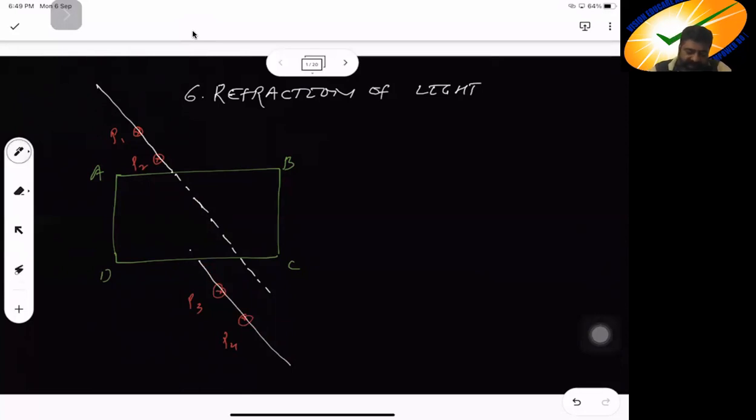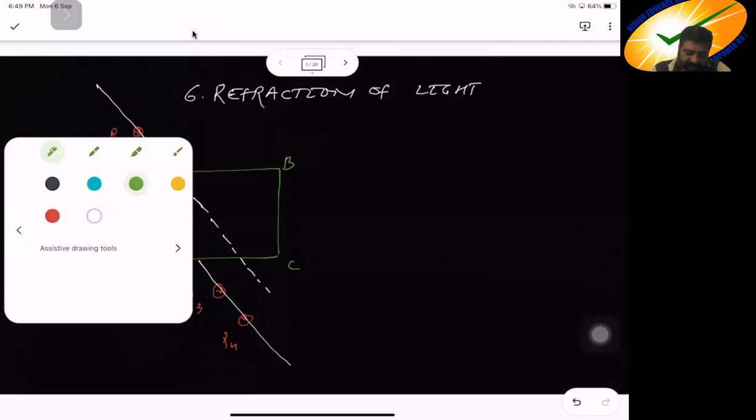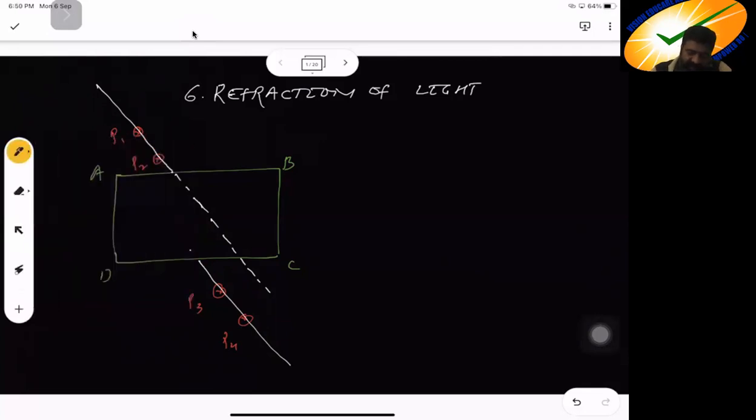अगर आप इंटरनली ग्लास स्लैब के अंदर देखोगे, when you observe inside the glass slab, you will find that this ray which is passing through P1, P2 has actually bent over here, and it is now traveling like this. If I name it, let me call it as ray P, Q, R, and S. Observe, ray P, Q, R, S. Okay. Actual path taken by the ray of light through the glass slab is P, Q, R, S.